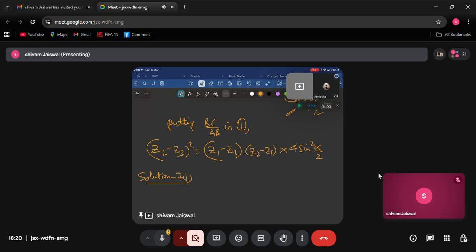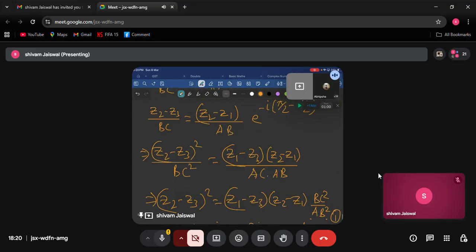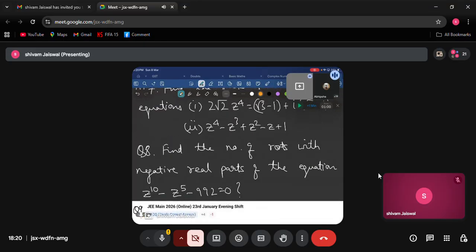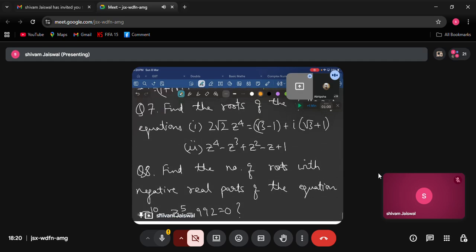Sir, I am having a doubt. 7 part 1. Okay, yes, let me solve. 7 part 1, what is the question given? Let's see. It is given that 2 root 2 z to the power 4, okay, so that is divided by 2 root 2. What is the principal argument? Tell me.